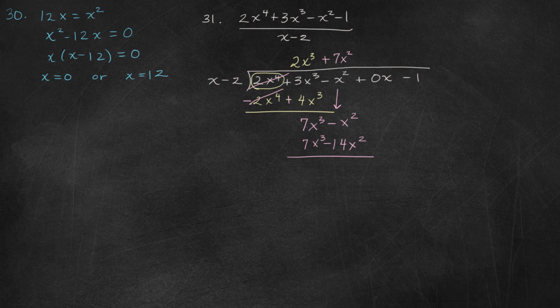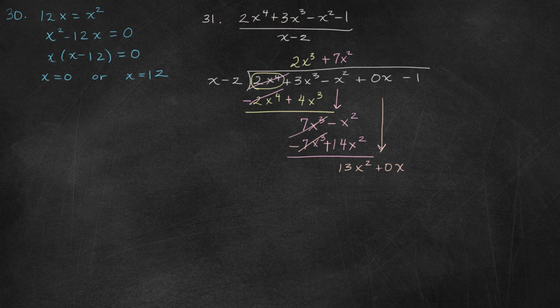So instead of subtracting, I'm going to add the opposite. So I use the opposite signs and then I add. 7x cubed minus 7x cubed is 0. Negative x squared plus 14x squared is 13x squared. Then I bring down the next term, which is a 0x. And I go again. This is not yet my remainder because x squared is a higher degree than x.